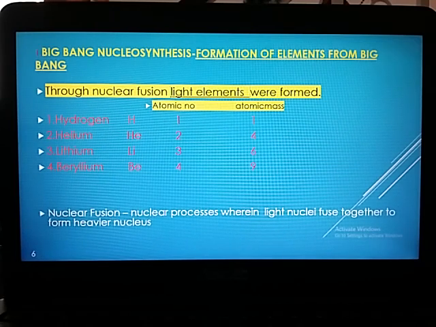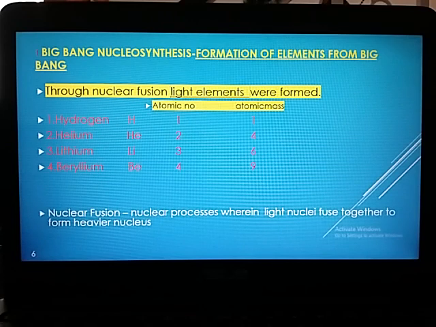What is the atomic number of hydrogen? 1. Atomic mass 1. Helium: atomic number 2, atomic mass 4. Lithium: atomic number 3 and atomic mass 6, while beryllium: atomic number 4 and atomic mass 9. So, na-form ito through nuclear fusion. Ano ba yung nuclear fusion? Nuclear fusion is a nuclear process wherein light nuclei fuse together to form a heavier nucleus.